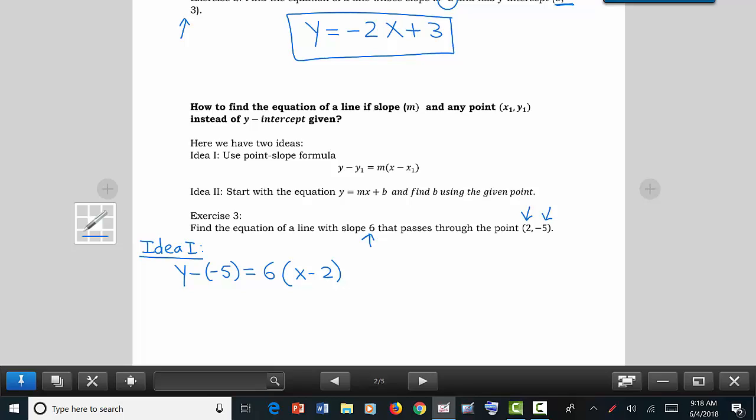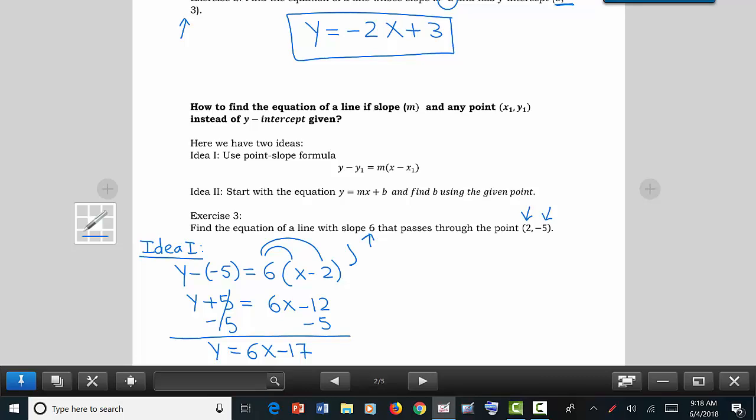Now let's simplify a little bit more. y, negative of negative 5 is positive 5. This equals, let's distribute. 6 times x is 6x. 6 times negative 3 is negative 12. Let's subtract 5 from both sides. Cancel out. So we got y equals 6x minus 17. If you remember this formula, then you can go with this idea.